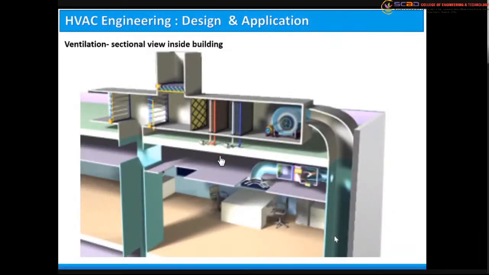Okay. How it looks like in a building. Now I gave you a pictorial representation of the air handling unit. How the AHU is there, what are the sections there. Now I just give you a very focused spot in the screen. How ventilation is possible inside here.